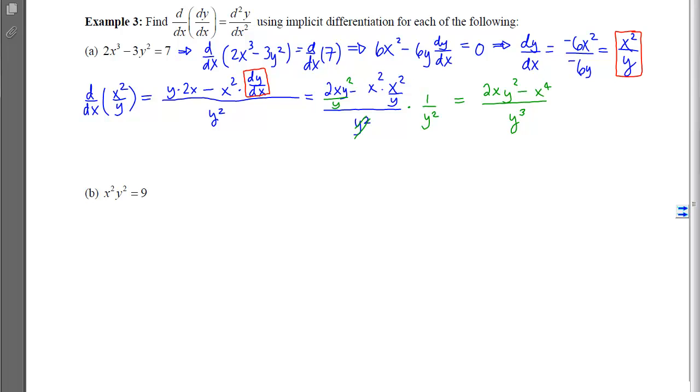If we look at part B, the same process will be enacted. We're going to follow the same steps. We take the derivative with respect to x of both sides.